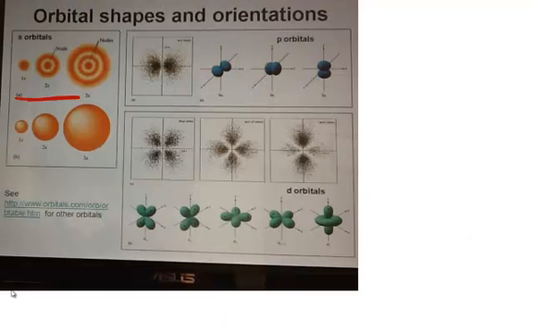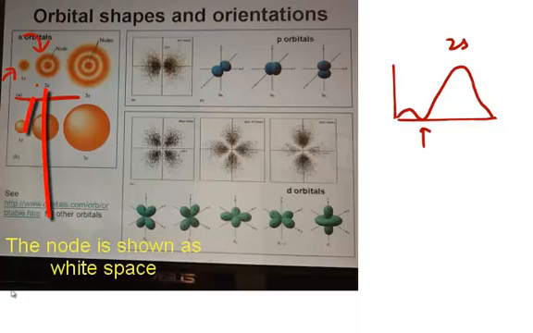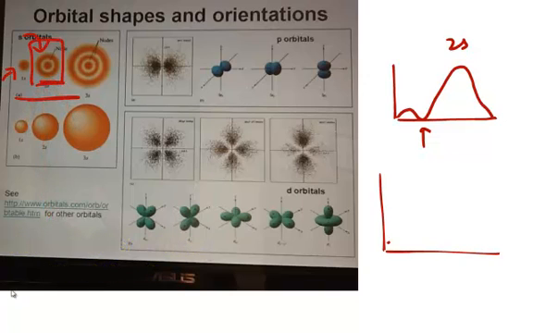Remember what I said earlier, that for 1s you don't have a node, but if you have 2s, then you have one node in the radial probability function. If you remember, the drawing was this. You have this and then you have this, right? That's for a 2s, and as you can see, there's one node right here. That node is shown in this drawing also. And then when you have 3s, you have two nodes. You have something like this, so you have one node here and one node here, and that's also represented by this drawing right here.